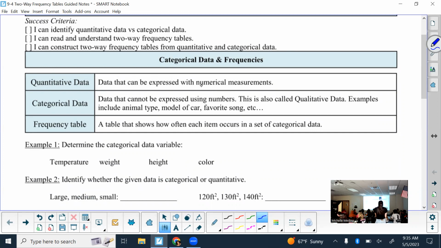Quantitative data is data that can be expressed with numerical measurements. So what are some things that you can measure and it's numbers? Height. What else? Weight. Anything that's a number. Time. Anything that when you measure it, it's a number, it's quantitative data. Categorical data, also sometimes called qualitative.